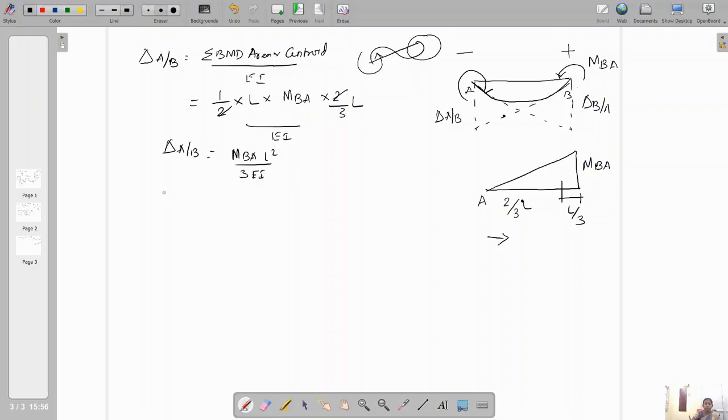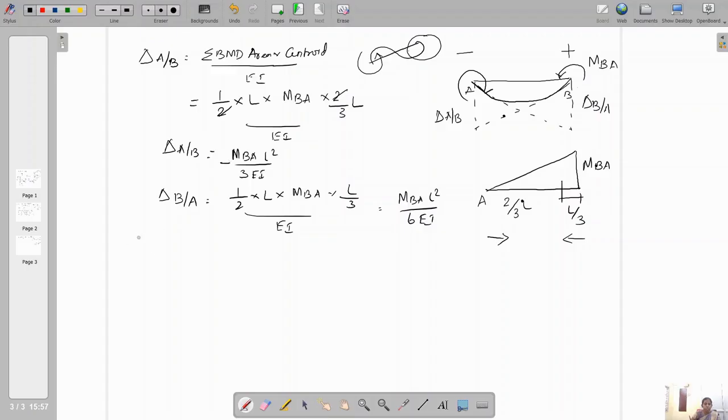So next one, delta B towards A is half into base and height MBA into the distance from B towards A. The centroid distance from B is L by 3. So L by 3 divided by EI. We got MBA L square by 6EI. And now the sign convention, which one is negative? From A to B, we have to consider it is negative.